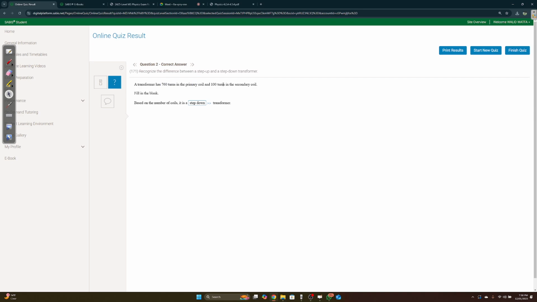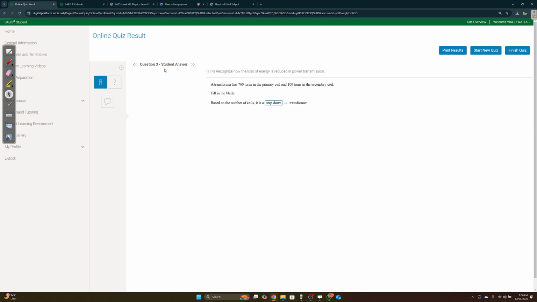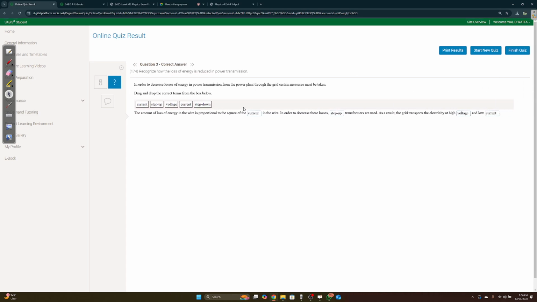If it's more in the primary and less in the secondary, that means it's obviously step down, right? There's two types, step up, step down. In order to decrease losses of energy in power transmission from the power plant through the grid, certain measures must be taken. So the amount of loss of energy in the wire is proportional to what? What's this power loss equal to? I²R. So the square of the current and the resistance, right?